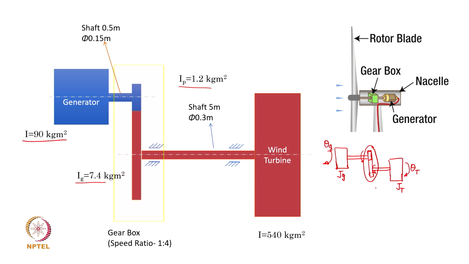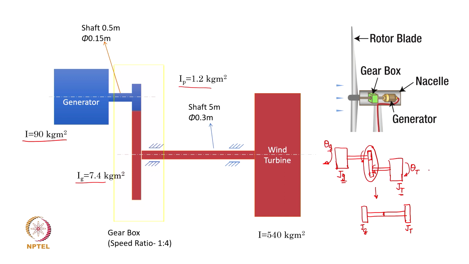Now, if I want to further simplify this into a 2 mass model, we already have decided that it is going to be a 2 degree of freedom system. We cannot neglect the generator inertia and turbine inertia. So, you have to have 2 degrees of freedom, and therefore, this 2 mass system. So, you have turbine and generator. What do we do with this gearbox which is here at this point? Okay. The end of the turbine shaft has a gearing connection.